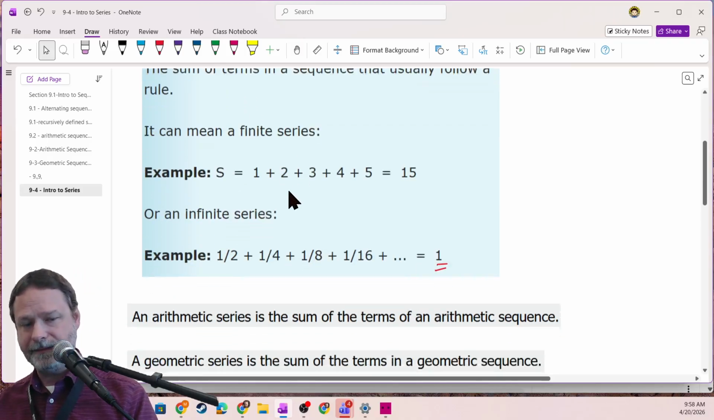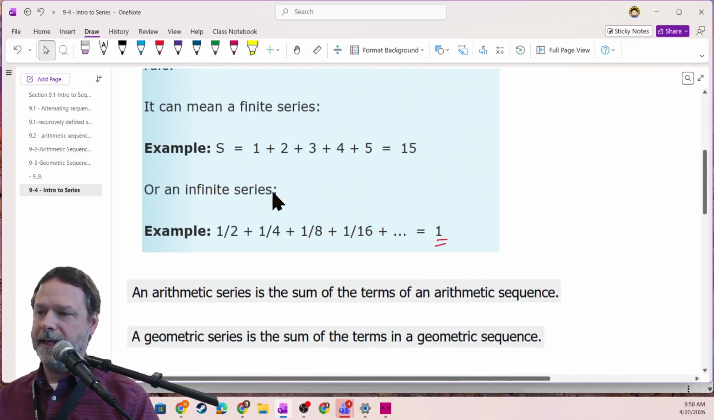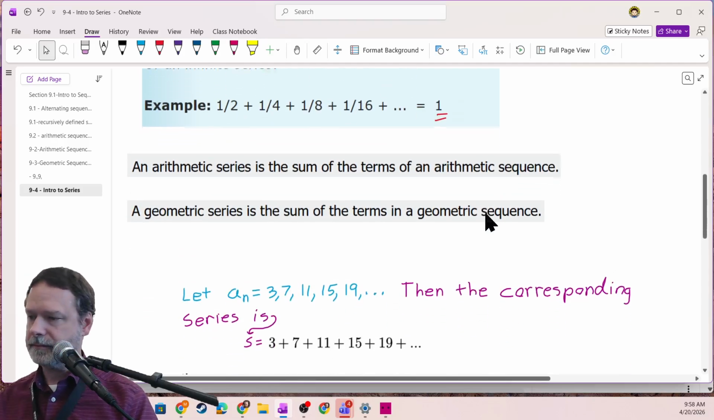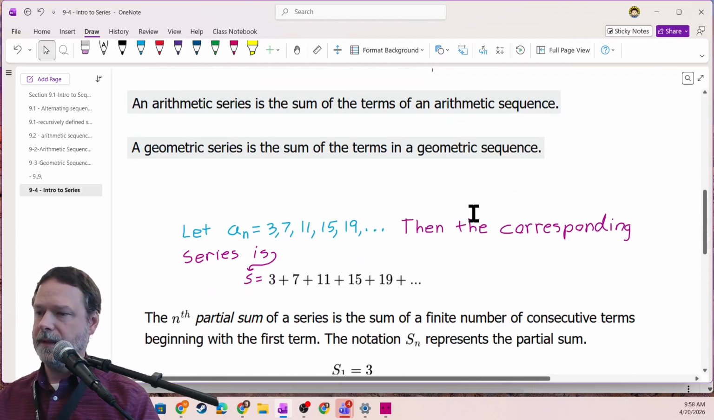It depends. So an arithmetic series is the sum of the terms in an arithmetic sequence, like up here. This is not arithmetic here. This would be geometric. A geometric series is the sum of terms in a geometric sequence. Here we're multiplying by a half to get each term, times a half, times a half, times a half.